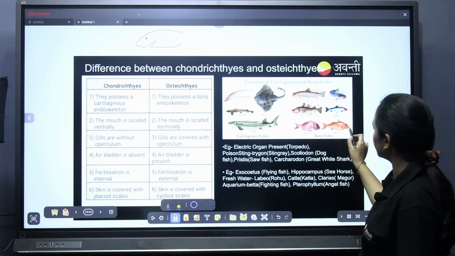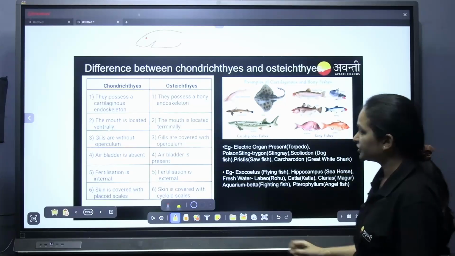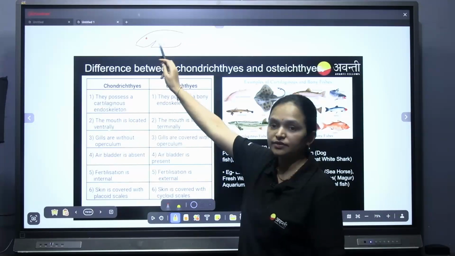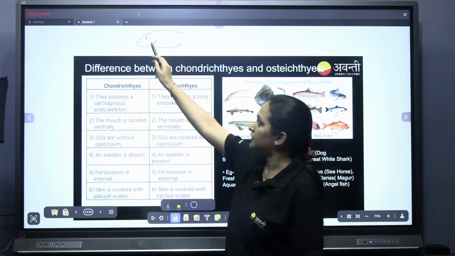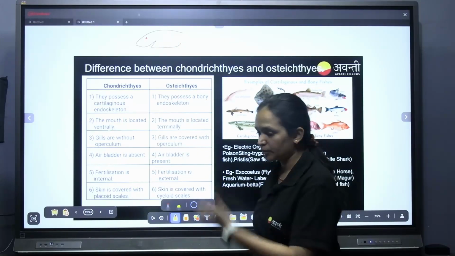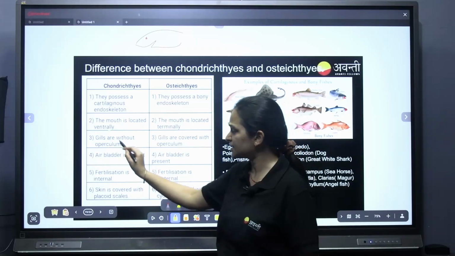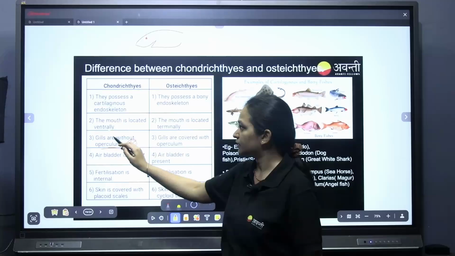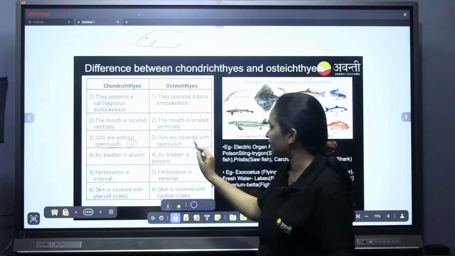Terminal mouth. This is terminal mouth. The bony fish has the mouth located terminally. The mouth of the shark or the cartilage fish is located ventrally, or beneath. The gills are without operculum. This is a very important one. Operculum here is not present. Gills are covered with operculum.